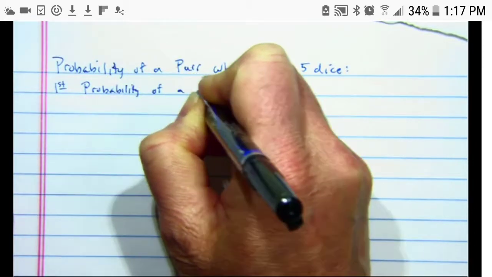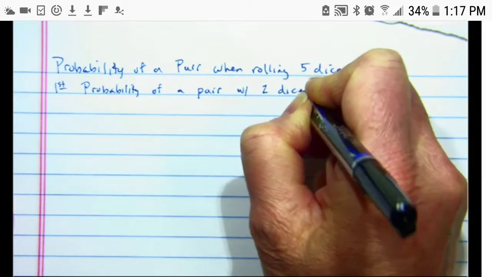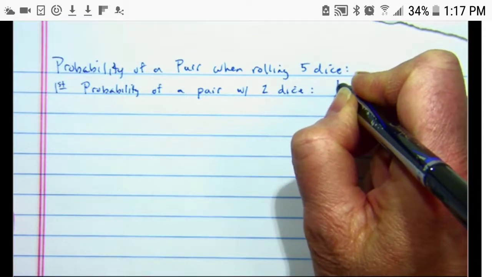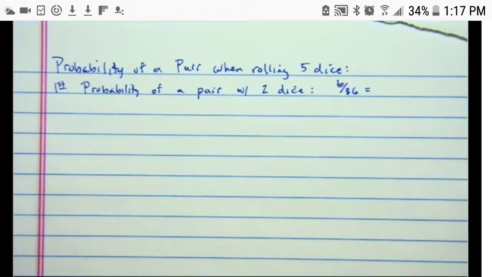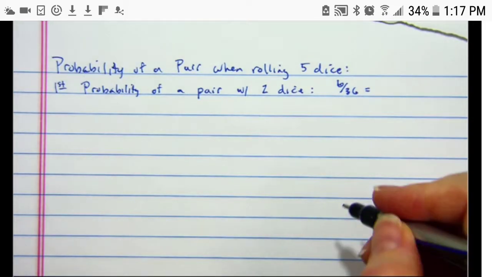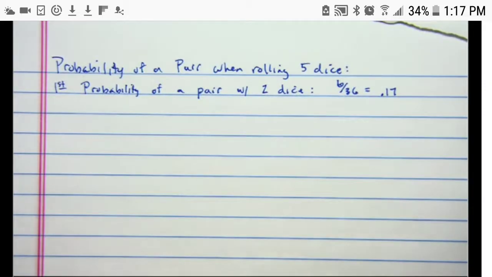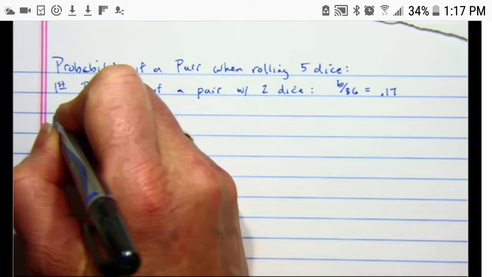And in fact, before that, we might as well write down the probability of a pair with just the 2 dice. We already found that out though, right? So the probability of a pair with 2 dice, that was 6 out of 36. I'm just checking what that was. I think it was 0.17. I got it. Yep. And then we'll add a die. Okay, so now we'll say there's going to be 3 dice.